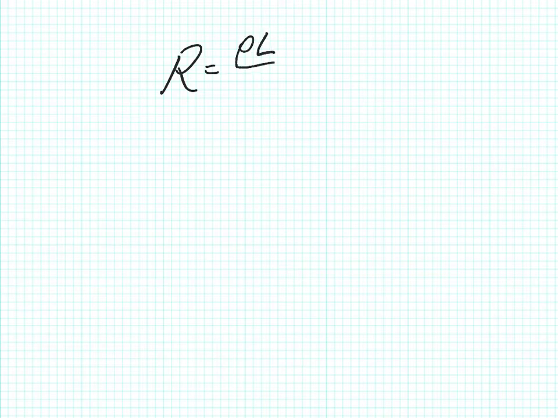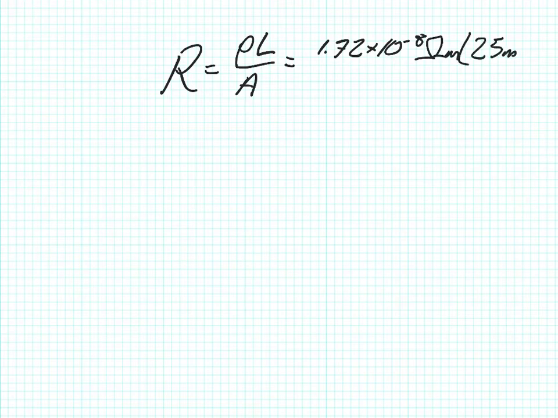Resistance is resistivity times length over area. We can immediately plug in the resistivity, 1.72 times 10 to the negative 8 ohm meters, and multiply by the length, which is 25 meters, and then divide by the area. Oops, what is the area?